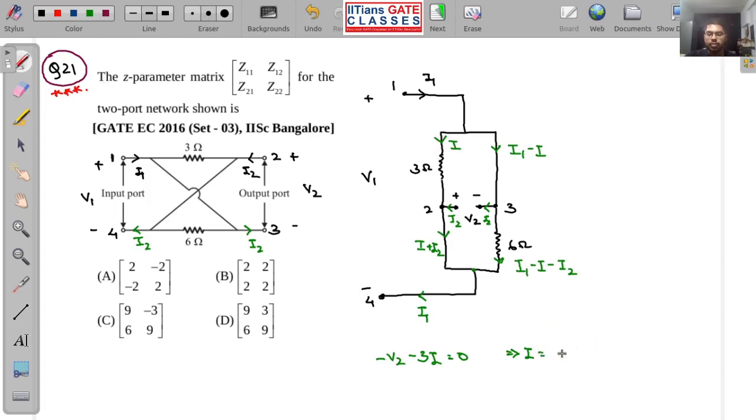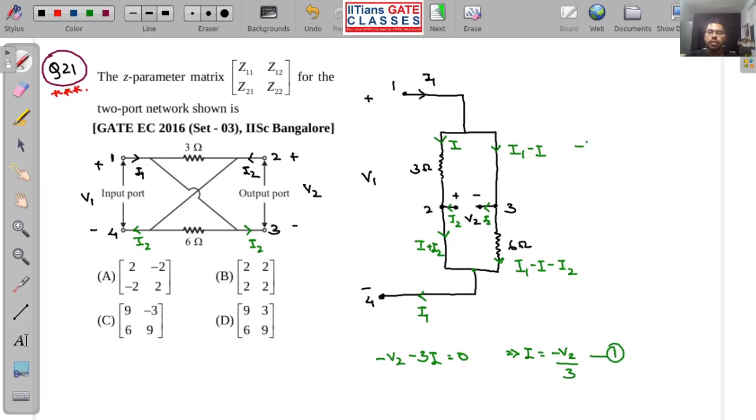It will be equal to what? Minus V2 by 3. I is equal to... Okay. Now I will be applying KVL starting from this minus 3, 2 and again this 6 ohm and returning to 3. Okay. So look. So this is my equation 1.